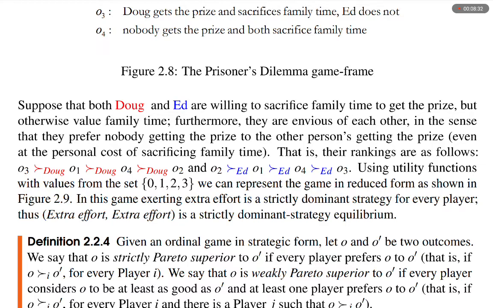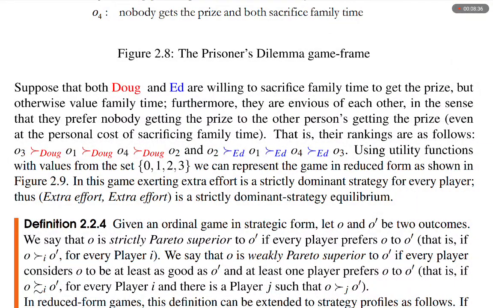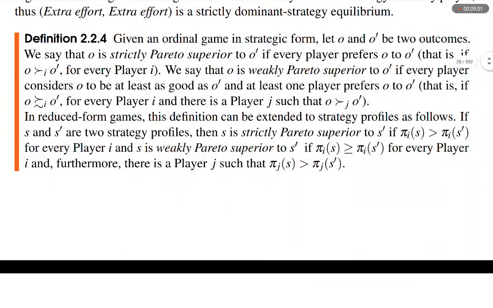Using utility functions with values from the set 0, 1, 2, 3, we can represent the game in reduced form as shown in Figure 2.9. In this game, exerting extra effort is a strictly dominant strategy for every player. Thus, extra effort is a strictly dominant strategy equilibrium.